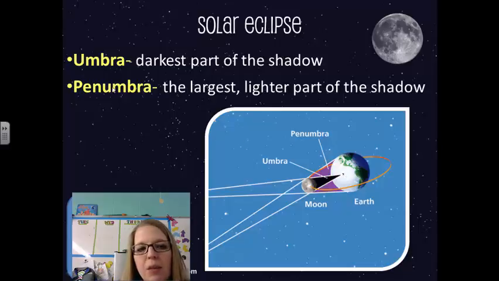And you get this fancy word called penumbra. That's the largest, lighter part of the shadow. So the people in this purple range here, so that's a greater part of the world, they're going to see a partial eclipse. We're going to have an eclipse in August.